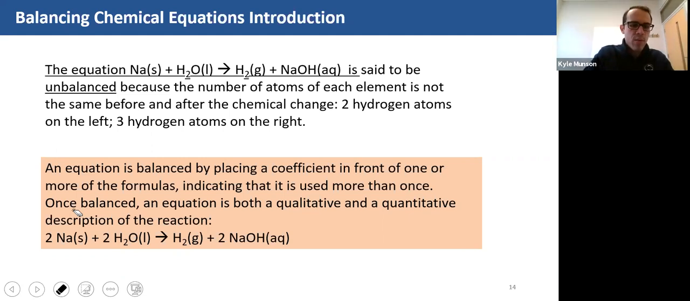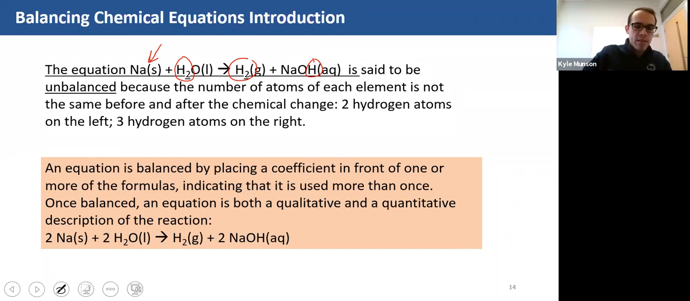So if we just look at the equation here on the top, let me get my pen back. Sodium plus water gives me hydrogen and sodium hydroxide. This is an unbalanced equation because the number of atoms of each element is not the same before and after the chemical change. So for example, we have 2 hydrogen atoms here on the left, and we have 3 hydrogen atoms on the right side of the equation. So this is a problem. So an equation is balanced then by placing a coefficient in front of one or more of the formulas, indicating that it's used more than once.